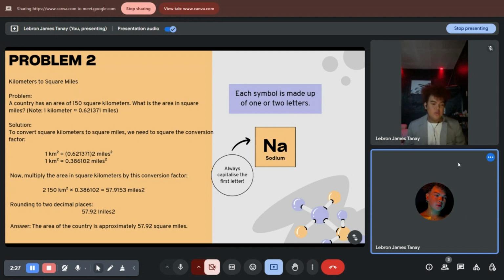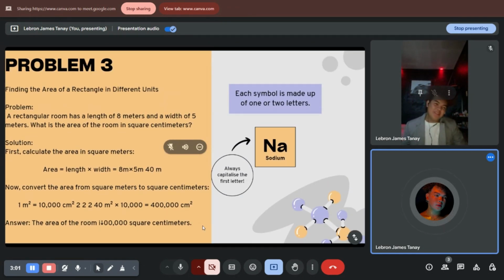So 150 kilometers squared times 0.386102 is equal to 57.9153 miles squared. Rounding to two decimal places is 57.92 square miles. So the answer is the area of the country is approximately 57.92 square miles.